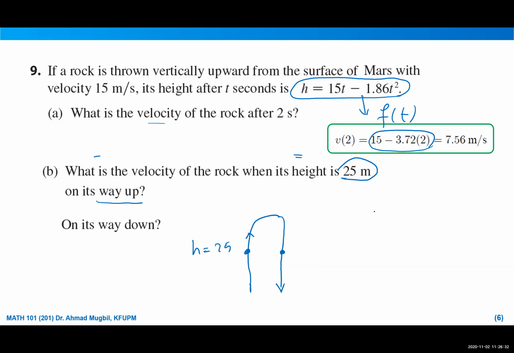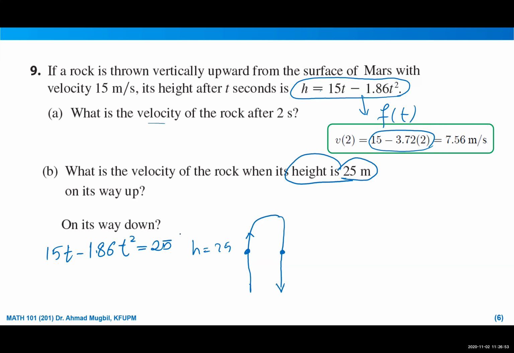Now what do we do to find that? We will use this. He said that the height is what? 25. So both heights equal 25. So what will you get? 15t minus 1.86t squared equals what? 25.